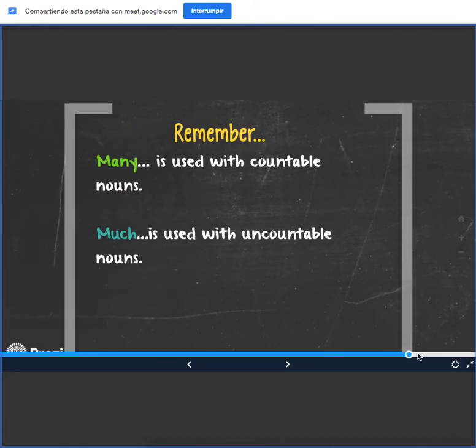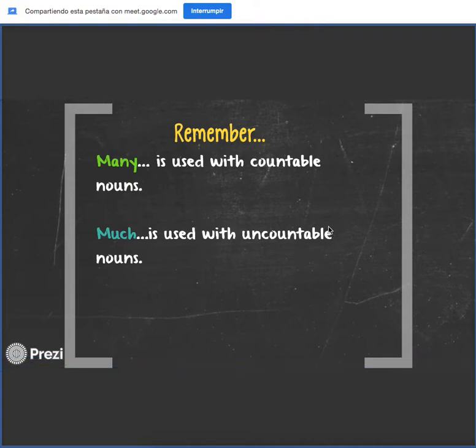And finally, I just want you to remember this. Please take notes of this. Remember, it is important, babies, because this is one of the things that we use the most. Many is used with countable nouns. Much is used with uncountable nouns. And with this, we finish the explanation of countable and uncountable nouns, specifically with much, many, some, any, a few, and little. Questions about these things that I explained, babies?